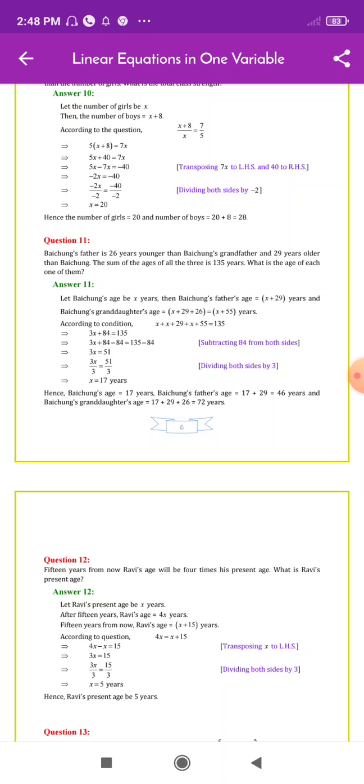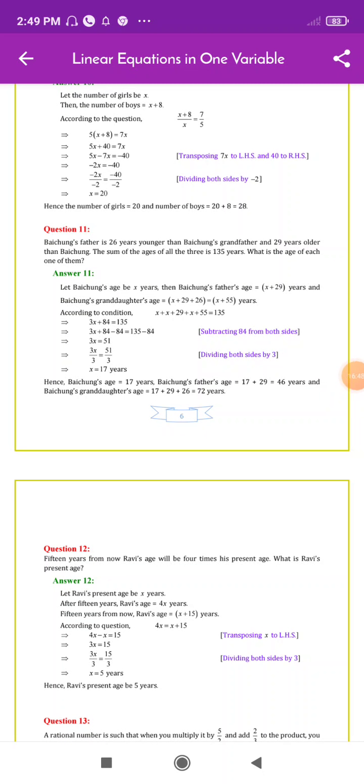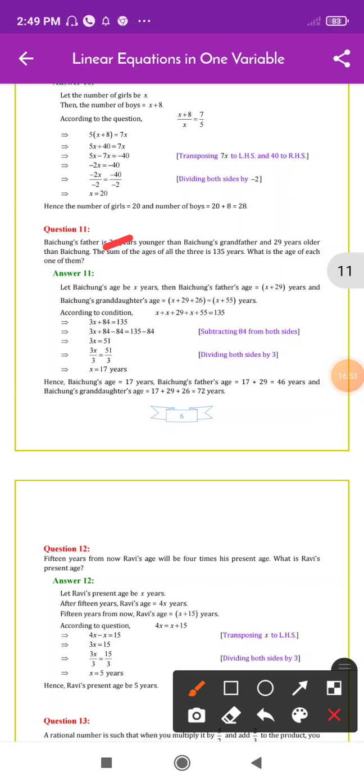Then Bachung's father is x plus 29, since it is given that the father is 29 years older than Bachung. Students, here it is given 29, so just do the correction here. Bachung's father's age is x plus 29. Now Bachung's grandmother is 26 years older than the father, so her age is x plus 29 plus 26.